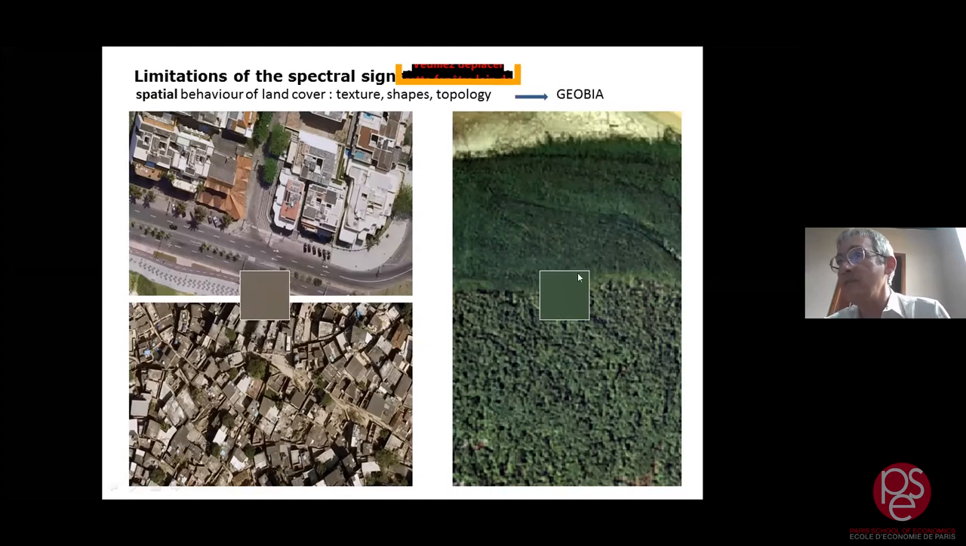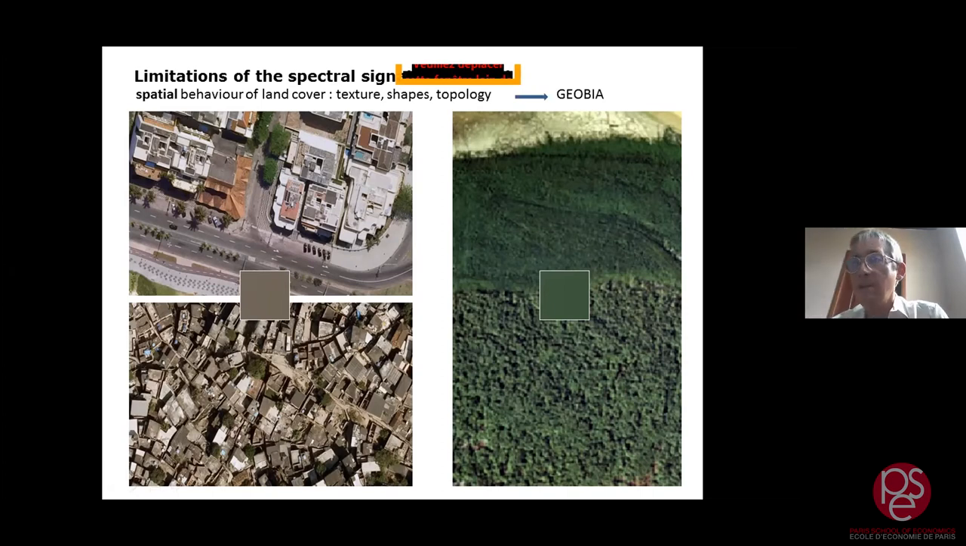less the same green, the same dominant green. So if I want to distinguish these two kinds of landscape, which don't have the same future in terms of ecological processes, then I have to consider something else and not only spectral signature, and in this case, the texture. So considering texture, shape, topology, and so on, this is called GEOBIA. OBIA is object-based image analysis, and GEOBIA because we are speaking of geographic information.